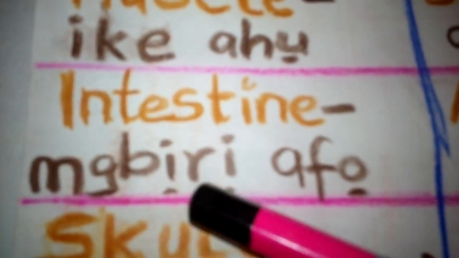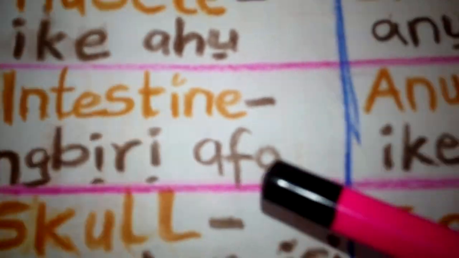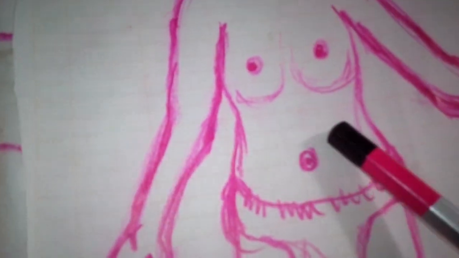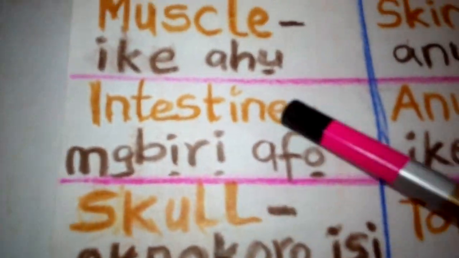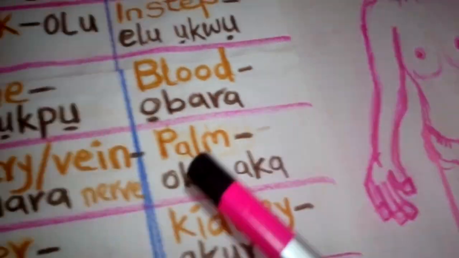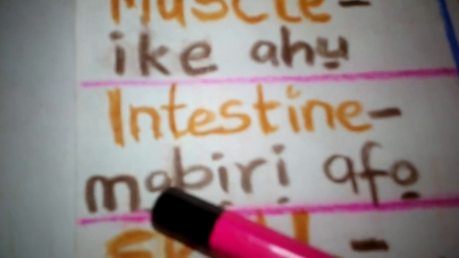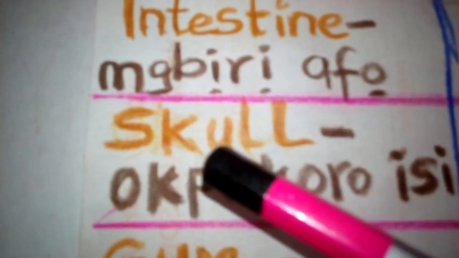Intestine, mgbiri afọ. Mgbiri afọ is inside your stomach. Here is the stomach inside. Where the food moves inside the stomach is what we call mgbiri afọ, intestine.